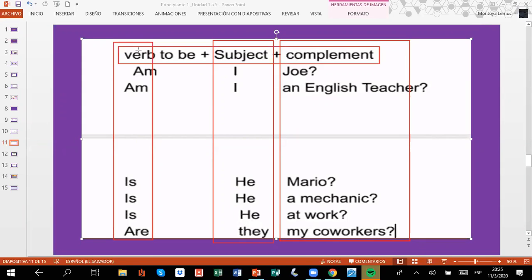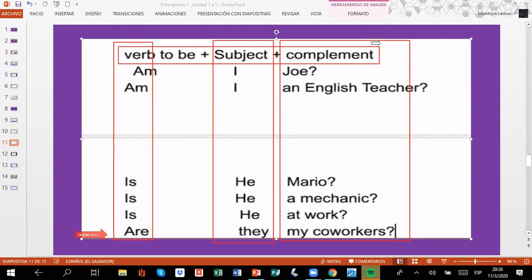Entonces, para decir, ¿soy yo, Joe? Diría, ¿am I Joe? Ok. Or, ¿am I an English teacher? ¿Soy yo, profesor de inglés? ¿Is he Mario? ¿Es él Mario o él es Mario? ¿Is he a mechanic? ¿Is he at work? ¿Are they my co-workers? So, preguntas.